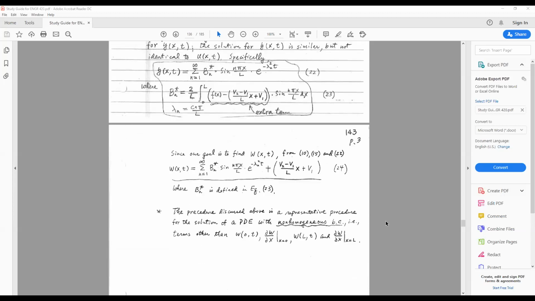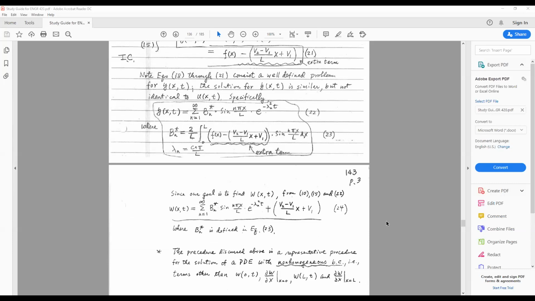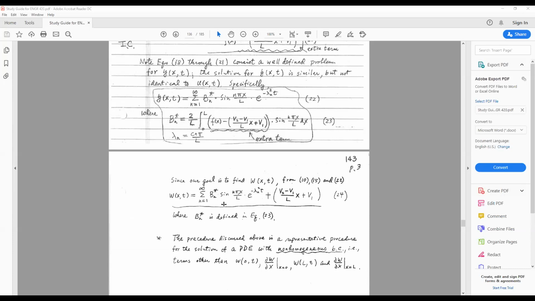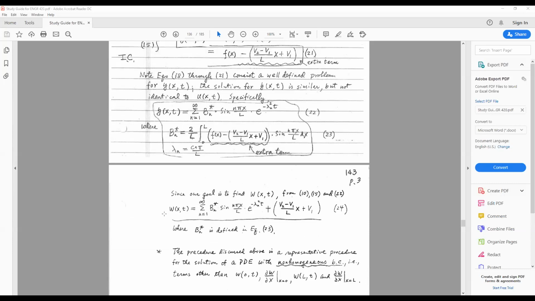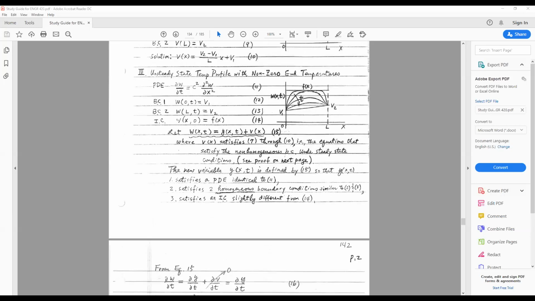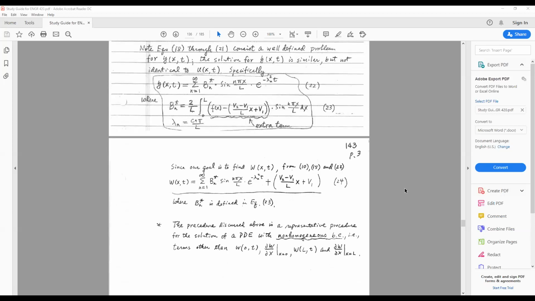Then finally, if we want to get W, we only need to use our assumption. Remember, W equals Y plus V. We just add them, this is Y, this is V. And inside the solution, Bn star looks like this.